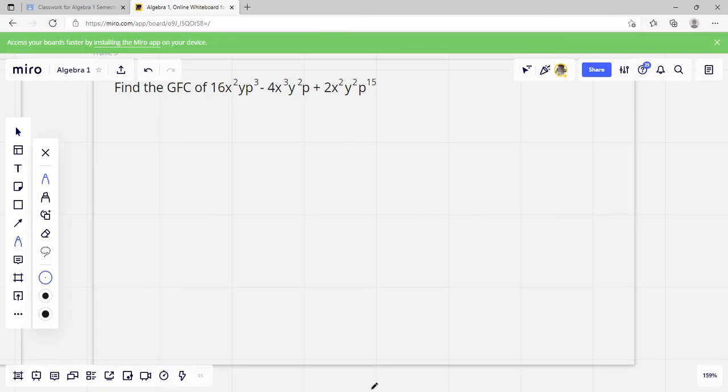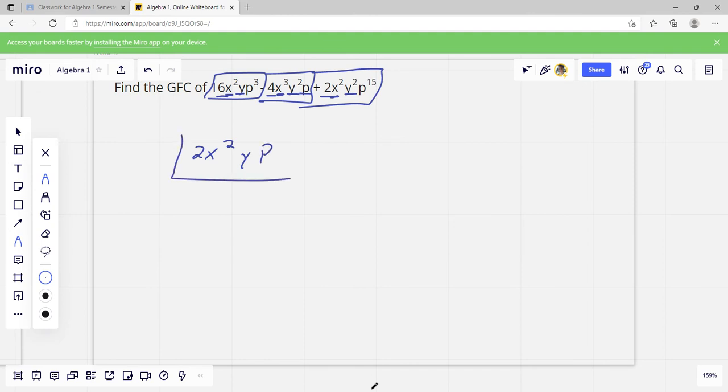Alright, this one, we've got 3 terms here. So 1, 2, and 3 different terms. The greatest common factor between 2, 4, and 16 would be 2. And the greatest number of x's that they have in common, this one's got 2, this one has 3, and this one has 2. So all 3 of them have at least 2 x's. That's x squared. For our y's, you're basically just looking for the lowest exponent. So it would just be y to the 1st. And then our p's, it'll be 1p. So there's the greatest common factor for that one.